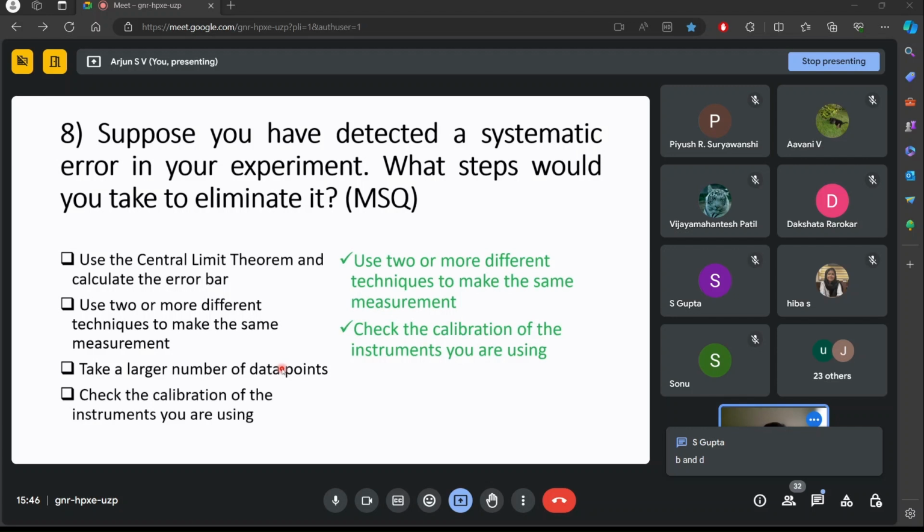To verify whether you have made an error, you need to make the same measurement using two or more different techniques to check whether you're getting the same value across all the techniques. And the other one is to calibrate the instrument that you're using to measure the quantity.